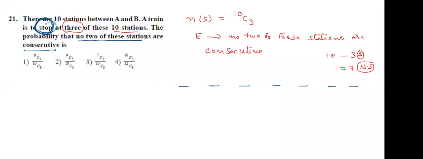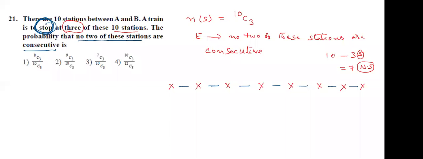So we are selected like this. In between these, between means we can consider ends also. 1, 2, 3, 4, 5, 6, 7, 8. There are 8 gaps. These 8 gaps can be filled with 3 stopping stations.